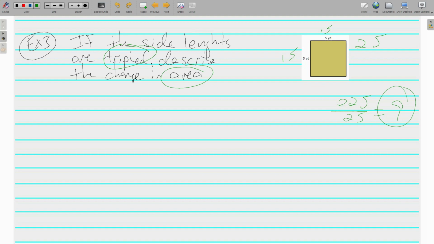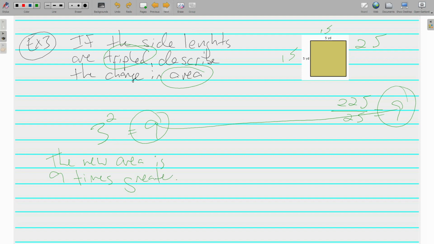You can do it that way, but just use the change in scale, which is tripled, gives us a 3, and its area, which is two-dimensional. 3 squared is 9. Okay, same thing, but a lot easier way to get there. The new area is 9 times greater. That's a 9, by the way. 9 times greater.